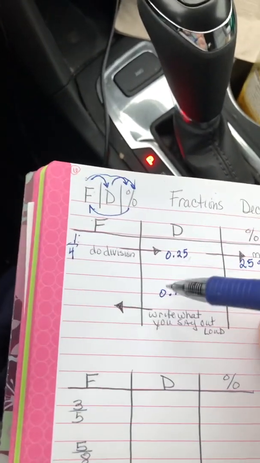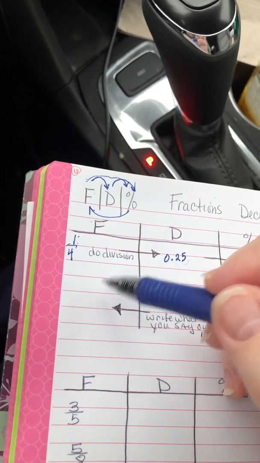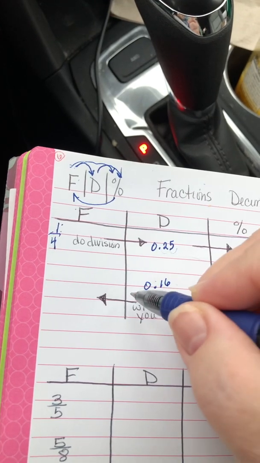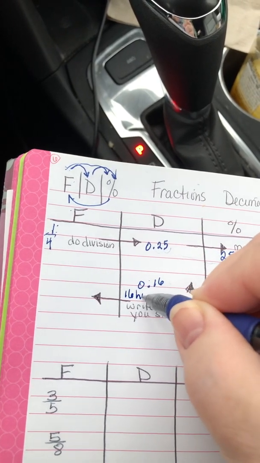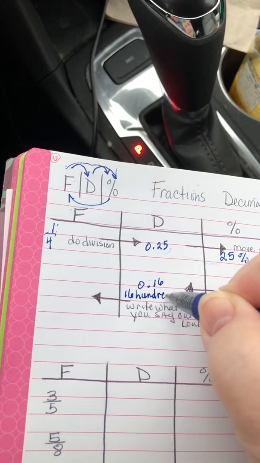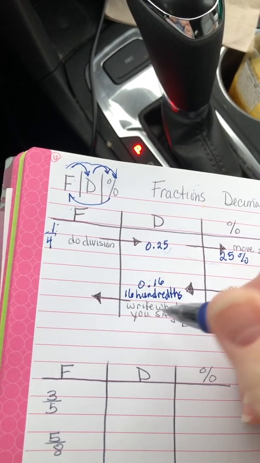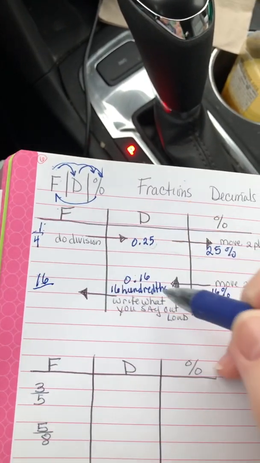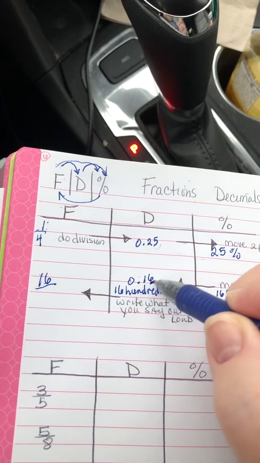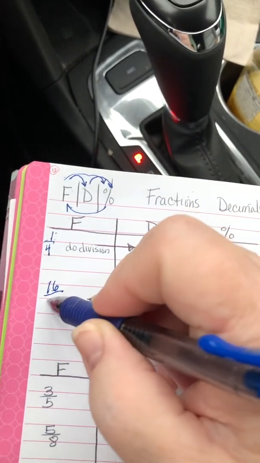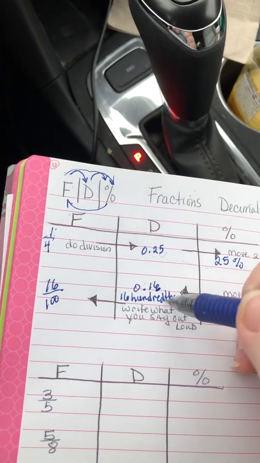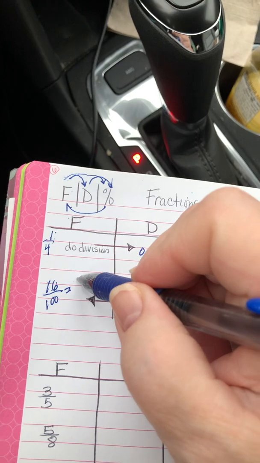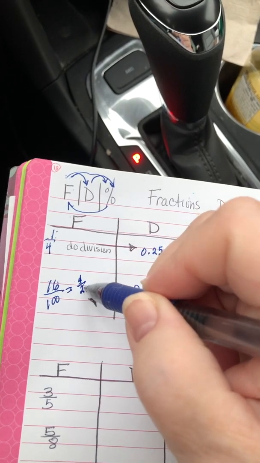Then if you want to go from decimal to fraction, you write what you would say out loud. Like if I read this out loud, it is 16 hundredths. And so you write what you see, you write that number, 16, and then your denominator is the place value that your number ended in. So hundredths, 16/100. And then, of course, you would simplify it if you can. Both of those can be divided by 4, so we'll call it 4/25.